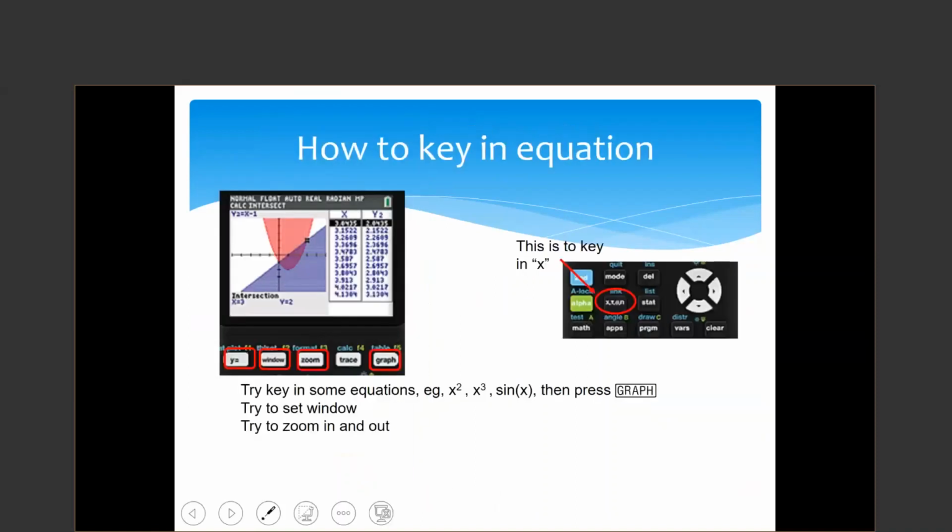Okay, let us play around with keying in equations. I shall do some demos later on, but I just go through some of the basics here. Later on we will be playing with some equations, and then we will learn how to set the window and zoom in and zoom out. Whenever you want to key in an equation, you use Y= here. You can set your window, zoom in and zoom out, then you can see the graph here. To key in x, use this key.